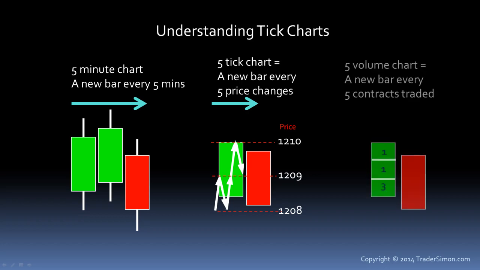A volume chart will advance based on the actual volume that has been traded. So a 5-volume chart will advance every 5 contracts traded. In this diagram, there were 2 trades of 1 lot and 1 trade of 3 lots. So there was enough volume to advance the chart to a new bar because this is a 5-volume chart. Okay, that's the theory, so let's move on to the real charts and we can look at this in more detail.